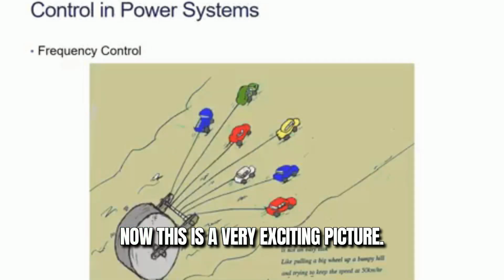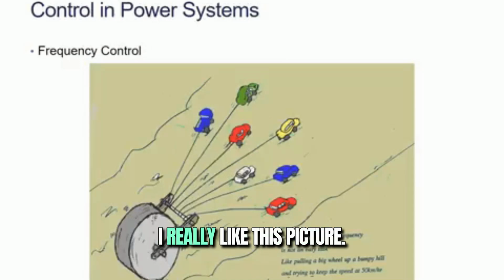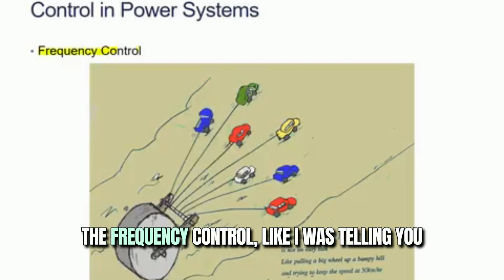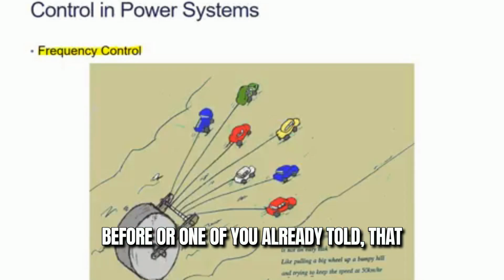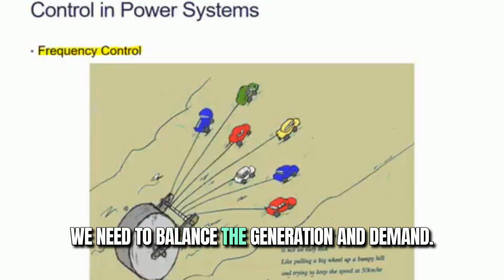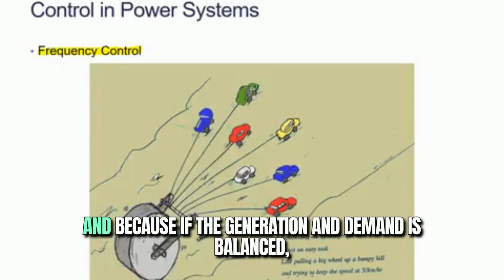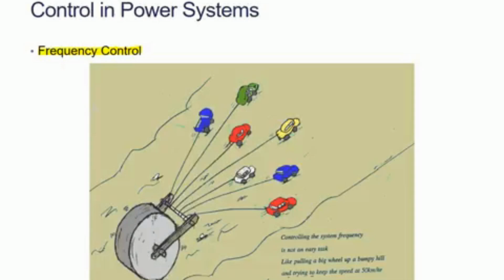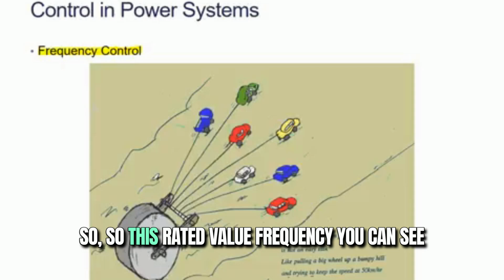Now this is a very exciting picture. I really like this picture. Just to give you a quick idea about frequency control. Like I was telling you before, one of you already said that we need to balance the generation and demand, because if the generation and demand are balanced, that means the frequency is at its rated value. You can see this rated value frequency from here.